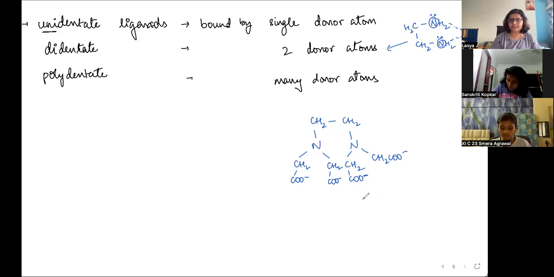So this is a polydentate ligand. Specifically, you have the lone pair on nitrogen and 4 acetate. Like I'm gonna highlight them with a different color. So you have the lone pair on nitrogen, and you have each of these acetate structures. So there's 6 different places where a metal atom can bond. So this is a hexadentate ligand.